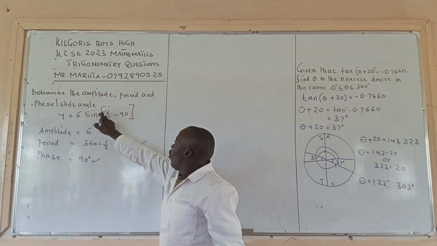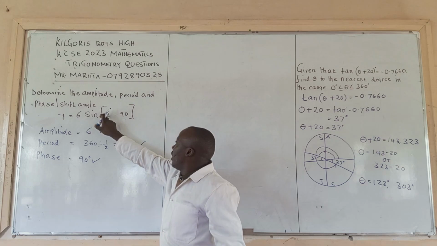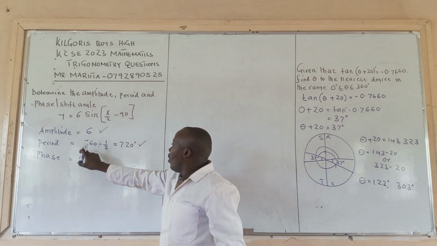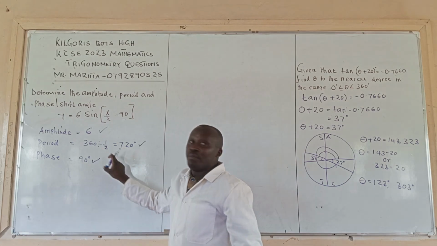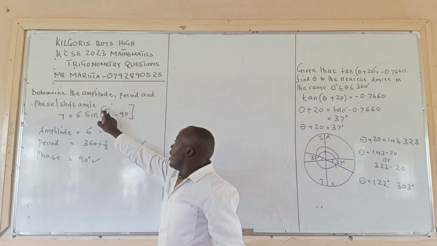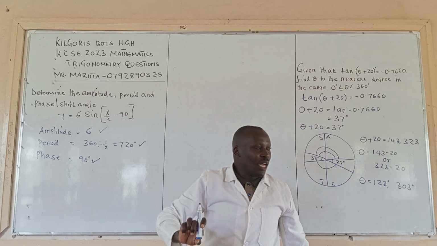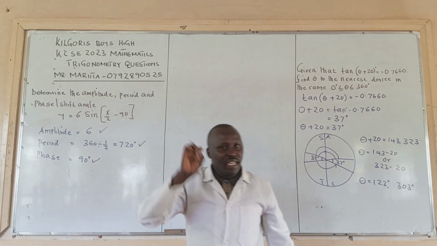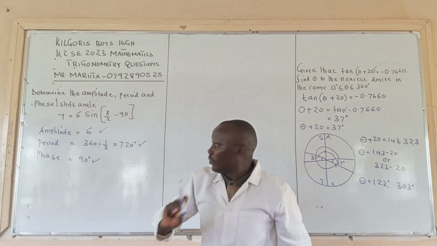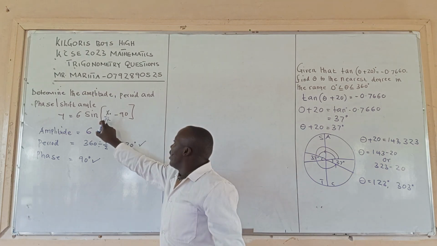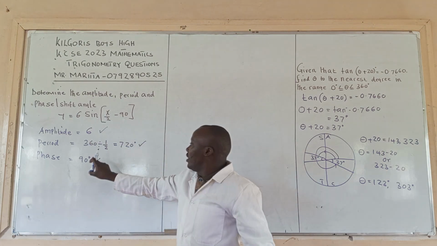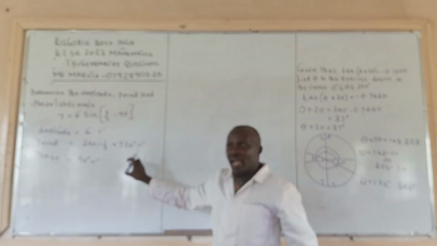If the number here was 3x, then our period will be 360 divided by 3. If our number here was 4, it means that our period will be 360 divided by 4. So in this case here, our number is a half x. So it is just 360 divided by a half.